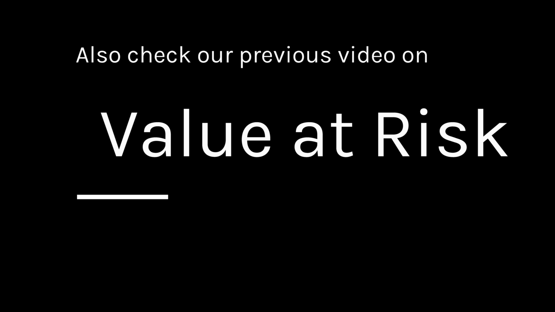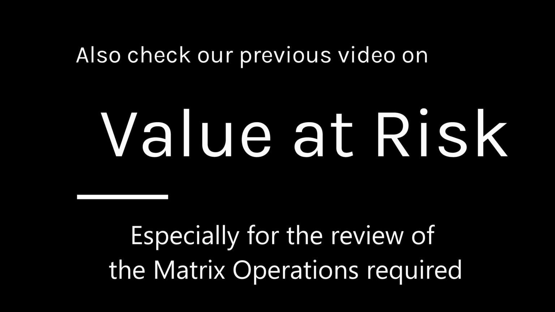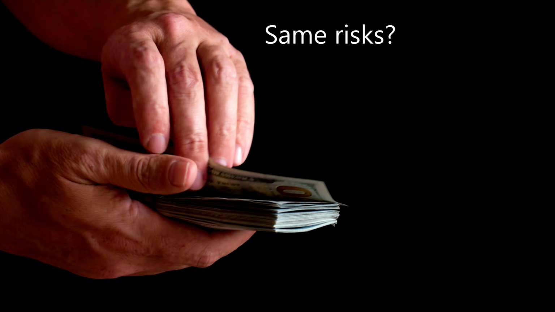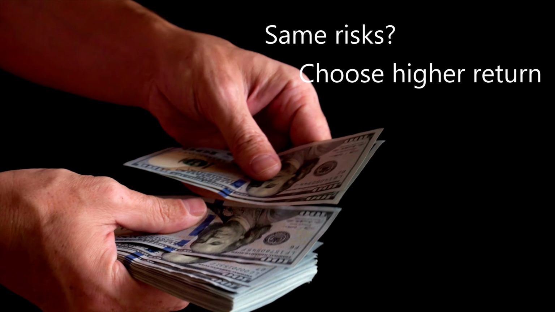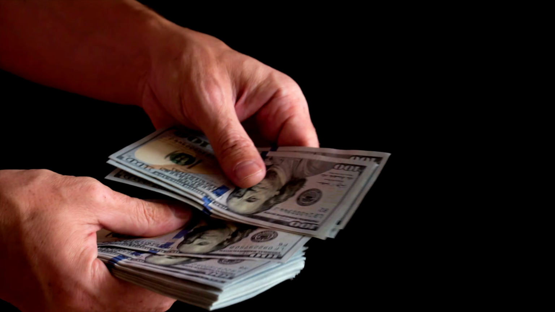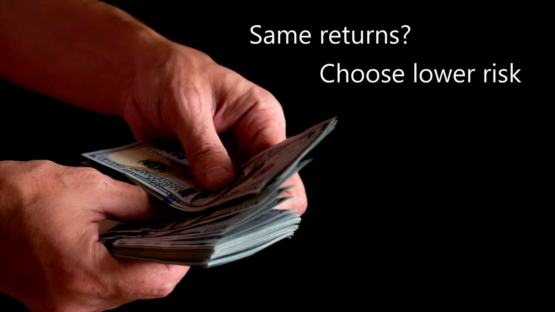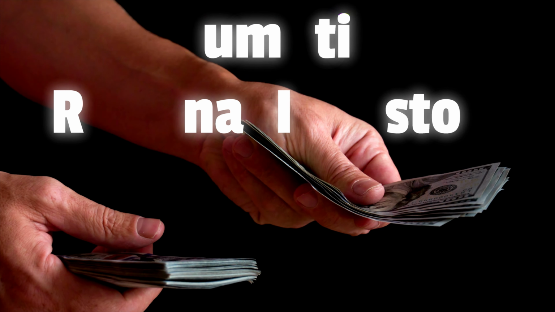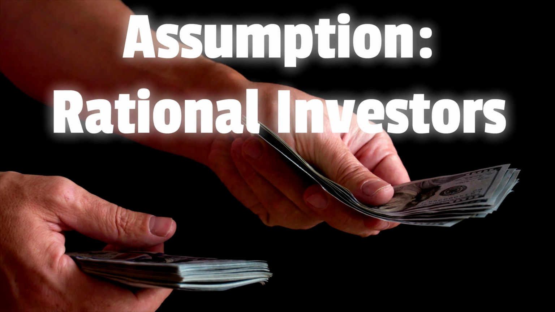If you've seen our value at risk video though, this should sound familiar. If not, check it out. It's the foundation for what we're about to build, especially as we will assume that you're already familiar with matrix operations, etc. Now, a key assumption we're going to be using here is that investors are rational. That means if two investments have the same risk, investors will choose the one with higher returns. Or if they have the same returns but different risks, they'll go for the one with lower risk. Sure, real people aren't always rational, but for the sake of learning the math, we'll use this model here.